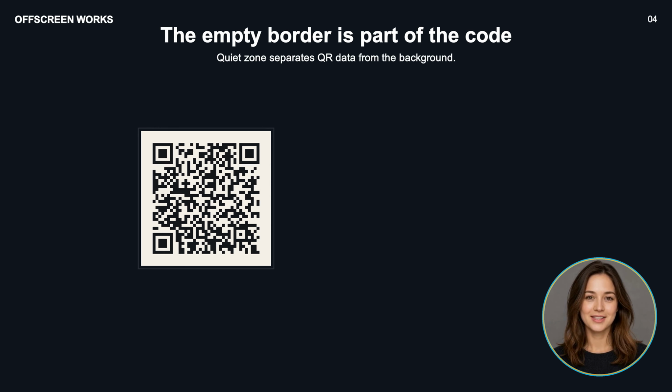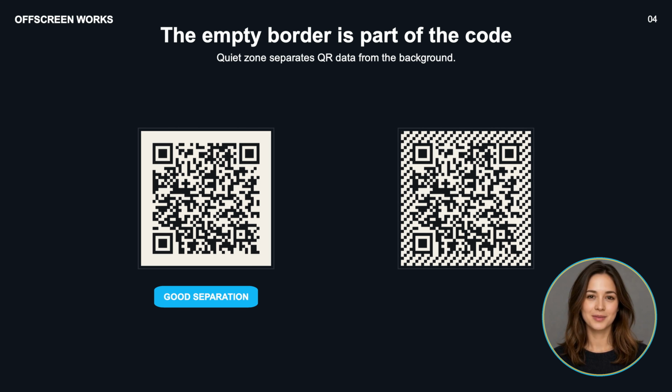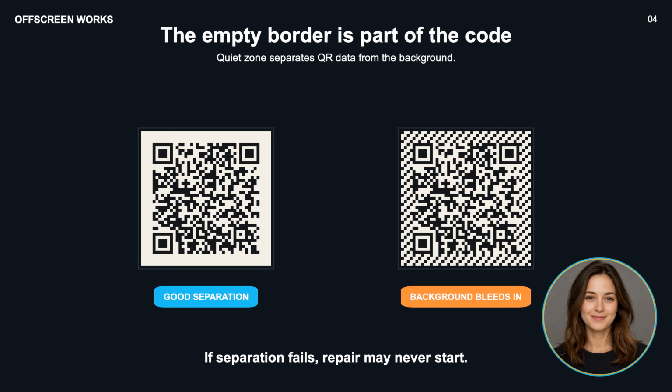The quiet zone is the empty border around the QR code. It looks like unused space, but it is part of the symbol. The scanner needs it to separate the code from the background. If a QR code is printed edge to edge on a busy design, the phone may not know where the code starts and the background ends. The data may still be there, but the scanner can fail before it reads it.